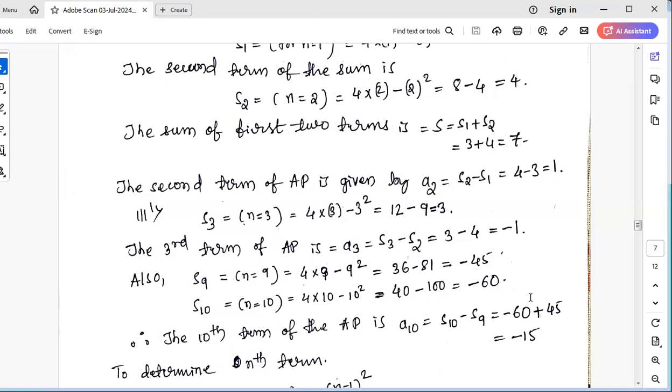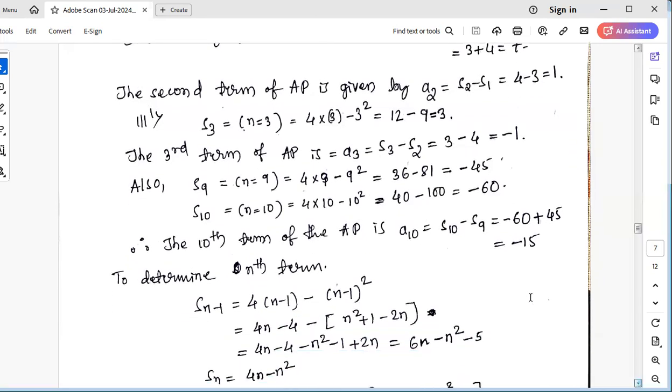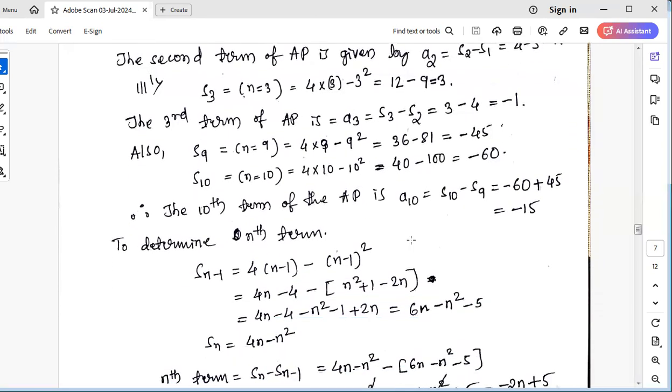After getting S9 and S10, I am determining the 10th term of the AP. The 10th term of the AP is written as A10 and that is given as S10 minus S9. S10 is minus 60 plus, S9 is minus 45. Minus of minus becomes plus, so it is plus 45. So it is minus 60 plus 45, which is minus 15. In this way, we got the different terms.